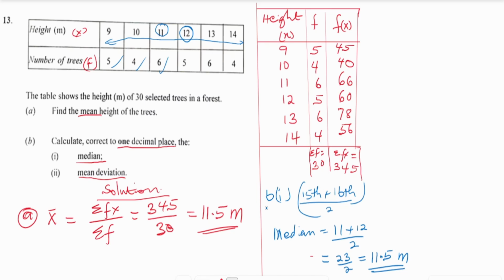Now let's go to the II part. II asks us to find the mean deviation. And the mean deviation, we are going to use a formula MD equals sigma F multiplying the absolute value of X minus X bar all over sigma F, where we know X already and X bar is the mean, which we have here already.